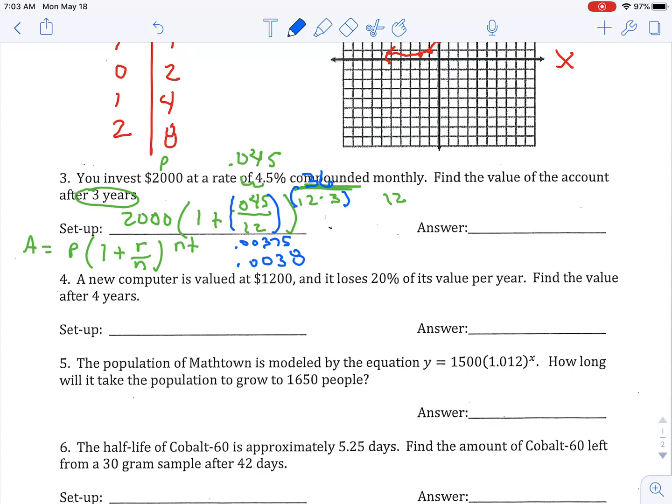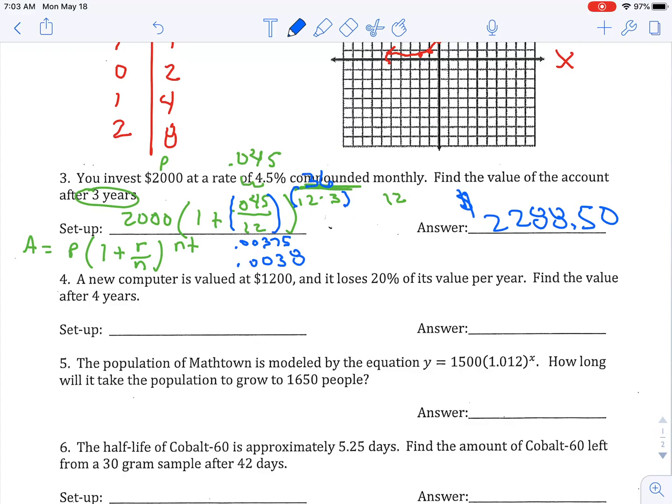So your answers can vary, okay? Depending on if you type in the whole fraction, that's going to give you a more accurate answer. So you would get approximately $2,288.50. Okay, that's if you use the whole entire fraction, I believe. Or maybe just all the 0.300375. If you use the whole decimal, that's what you'll get exactly.